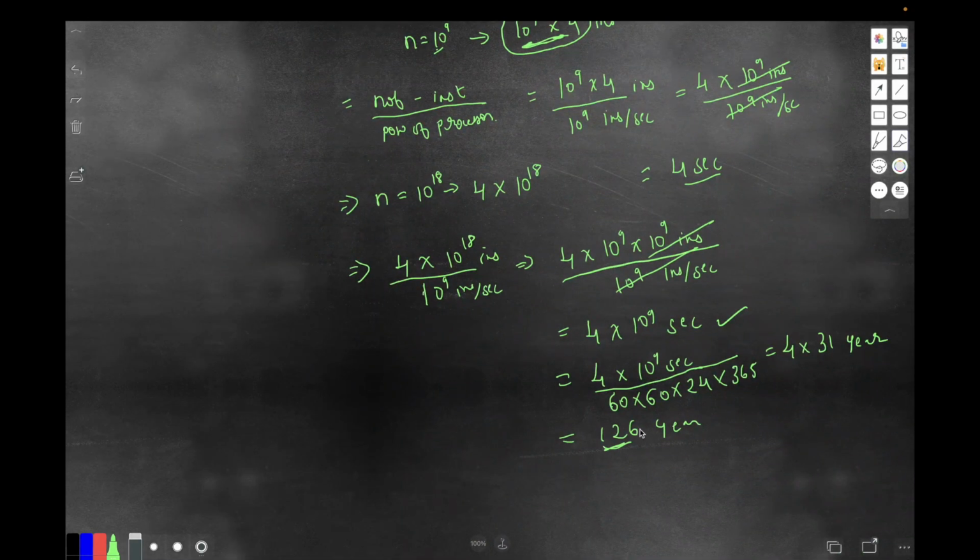This is not efficient. This is not an efficient way. This is why software optimization is very important. This was a very small program and it is taking around 126 years. So this can impact your business a lot.